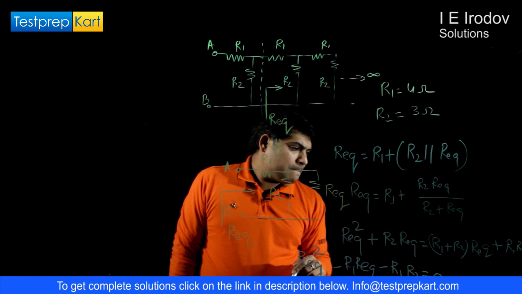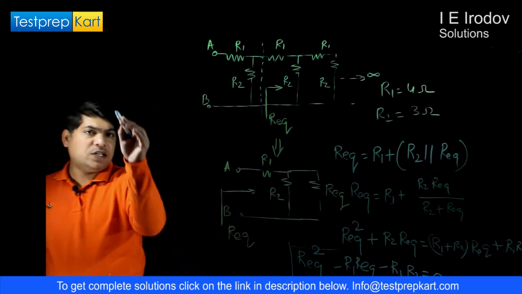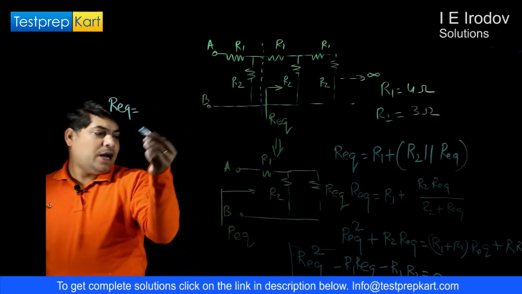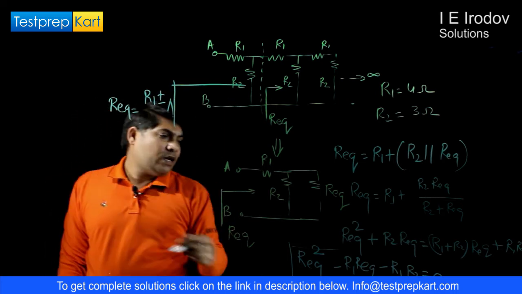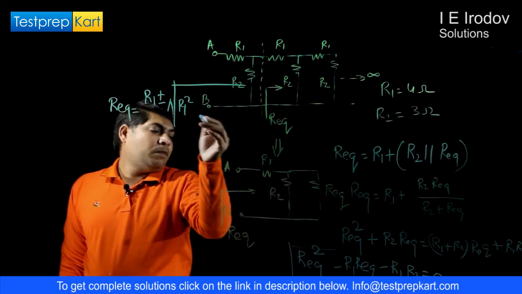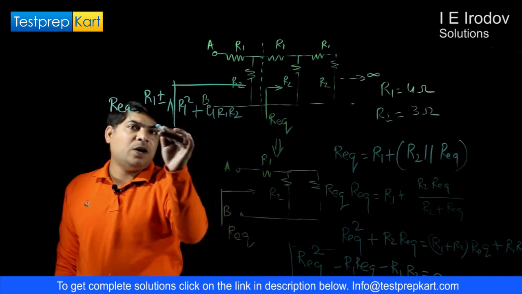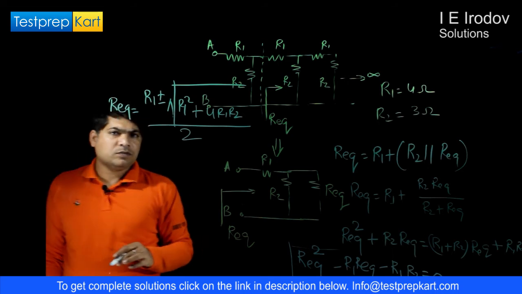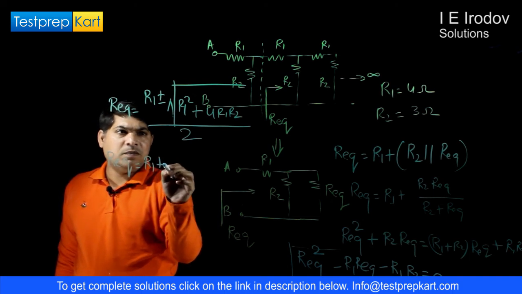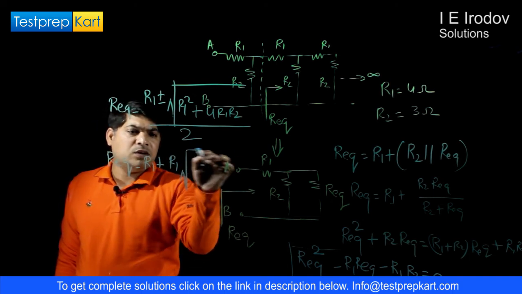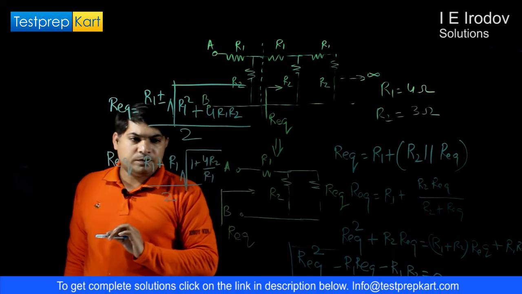So this is a quadratic equation in terms of R equivalent, and we can find the roots. R equivalent is equal to minus B, meaning minus, minus R1, so R1 plus or minus the square root of B square, which is R1 square, plus 4AC, that is 4 R1 R2, upon 2A. This is divided by 2. So we can write R equivalent is equal to R1 plus or minus R1 common, under root 1 plus 4 R2 over R1, and the total divided by 2.